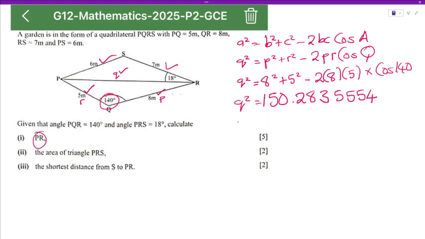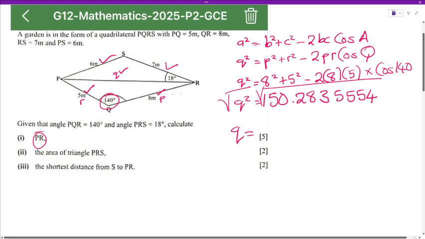So what do you do? You square root both sides. So we're going to square root here and also square root there. So what's going to be the value of q? My calculator does not allow me to just press the square root button. I need to actually start with the square root button, then punch the values manually. So I have to erase, then start doing the manual plugging in of those values. 150.2835554. When I press equals, I'm getting 12.25.